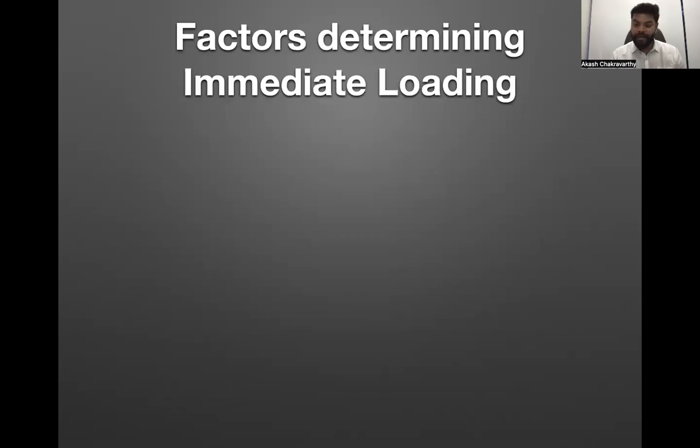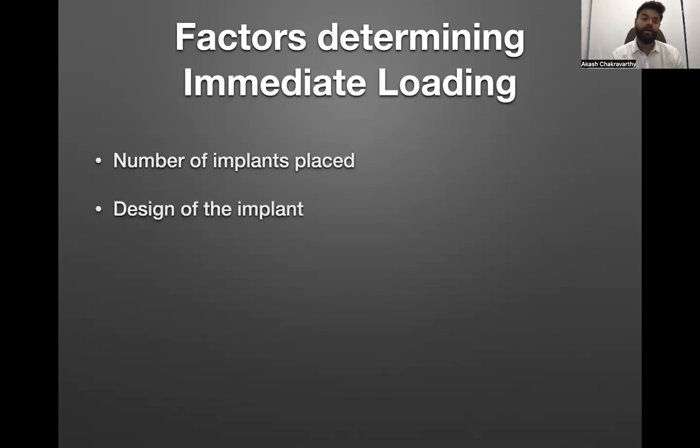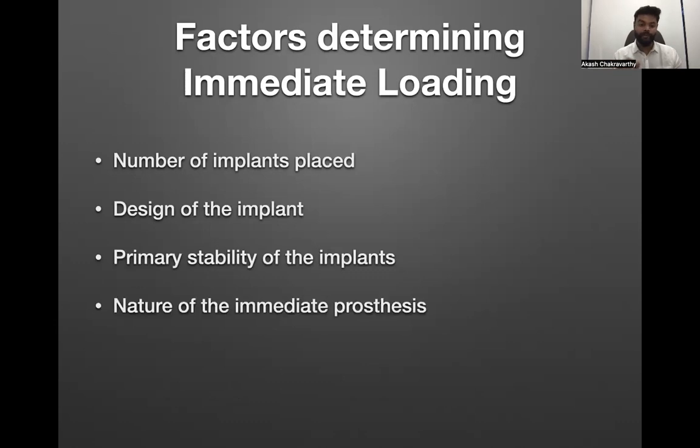So factors determining immediate loading: the number of implants placed. The more implants placed, the better it is for immediate loading. Design of the implants. Active implants are better for immediate loading than passive implants. Active implants will engage the bone and get higher BIC and higher primary stability than passive implants. Okay, primary stability of the implants. The higher the primary stability of the implants, it is better for immediate loading, obviously.